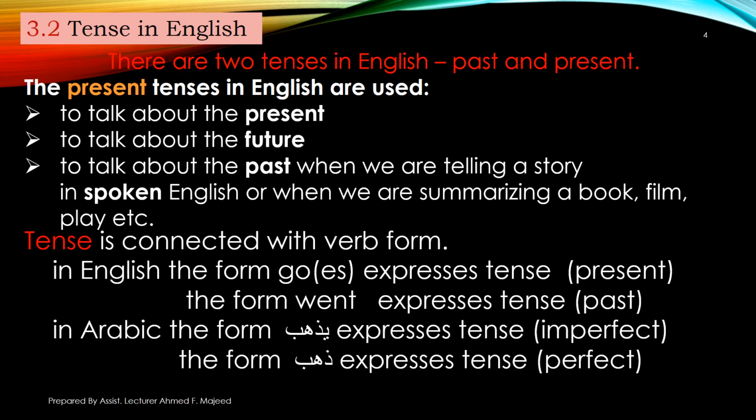Tense is connected with the verb form. In English, the form go or goes expresses tense present. The form went expresses tense past. In Arabic, the form يذهب expresses tense imperfect, which is the present, and the form ذهب expresses tense perfect.